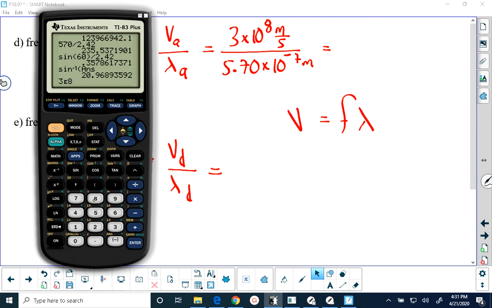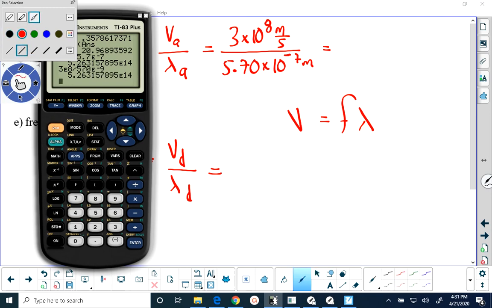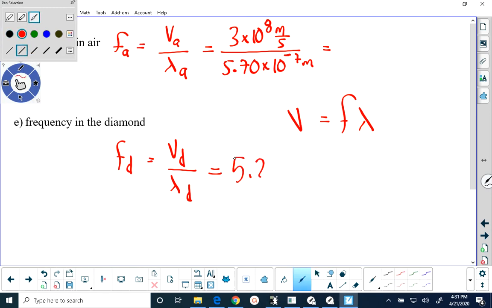3 multiplied by 10 to the 8 divided by 5.7 times 10 to the negative 7. I'm just going to hit enter and then show you that we could have divided by 570, and since it's nano, put negative 9 for a power on the exponent. You get the same thing. Anyway, the answer to the question is 5.26 multiplied by 10 to the 14 hertz. And that's the answer to both D and E.